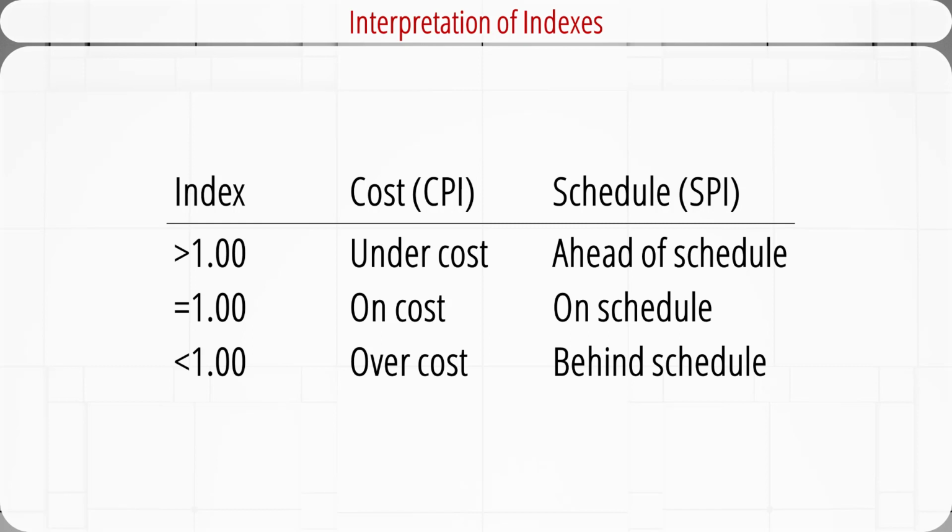For the schedule performance index, if the value is greater than 1, then the project is ahead of schedule. If it's equal to 1, then the project is on schedule. If it's less than 1, then the project is behind schedule.